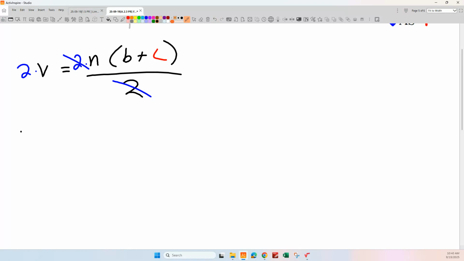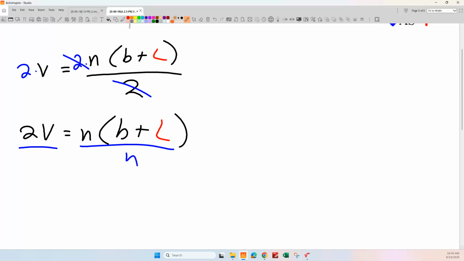So we got rid of the 2's. So then we've got 2V on the left equals n times the quantity B plus L. Okay, what was your thinking here? Divide by n, because outside we have to undo stuff outside of parentheses first, right? The parentheses that contain the L are being multiplied by n, so we have to undo that by dividing by n. Could we have distributed the n?